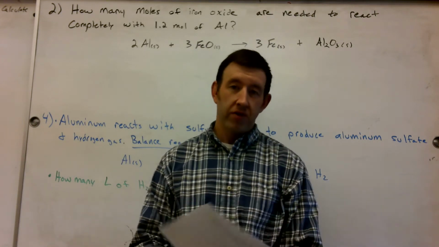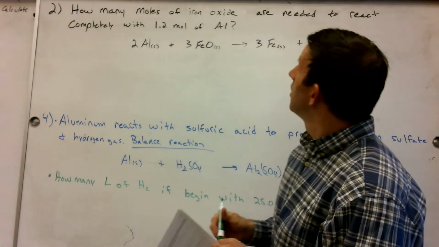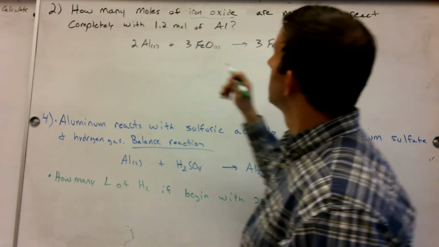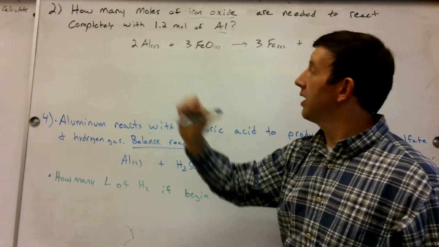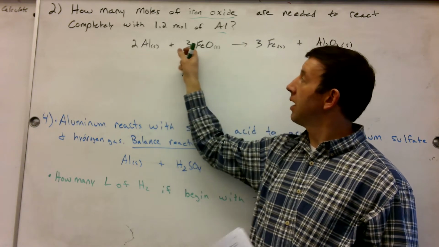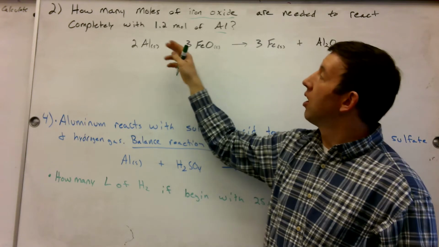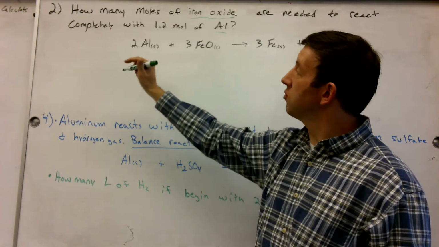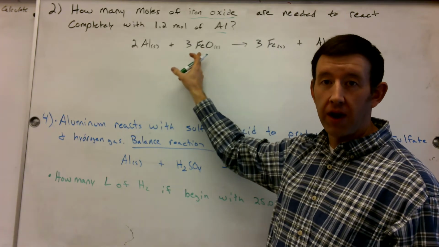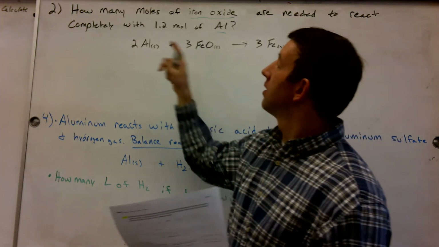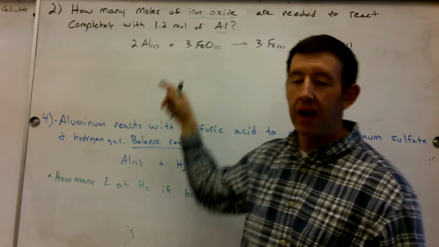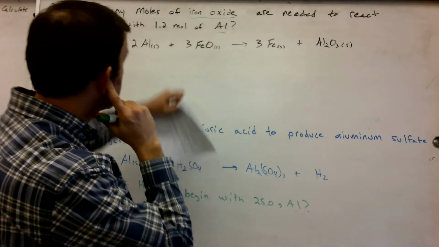And so what we have to understand is that we are trying to compare iron oxide to aluminum, all right? So we're actually just talking about our reactants in this case, aluminum and iron oxide. So if I have 1.2 moles of aluminum, how many moles of iron oxide are needed? What I have to do is take this 2 and this 3 and set that up as a ratio, and the way I showed you guys to do that in class looks like this.